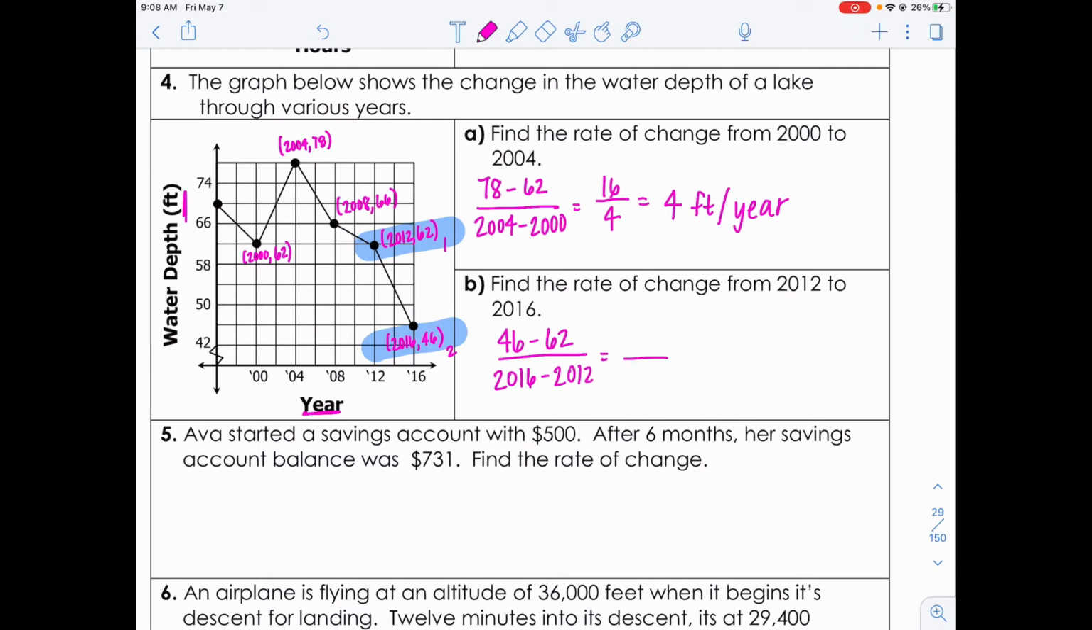Subtracting them, 46 minus 62 is a negative 16. And then from 2012 to 2016, that is 4. So now I'm going to divide. A negative 16 divided by a positive 4 is a negative 4. And again, it's a unit rate, so we're going to call this feet per year. That means between the years 2012 and 2016, this lake actually dropped 4 feet each year.